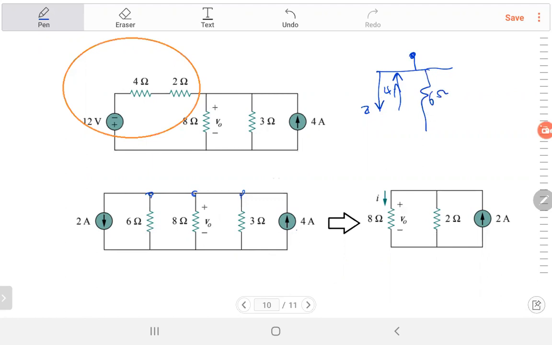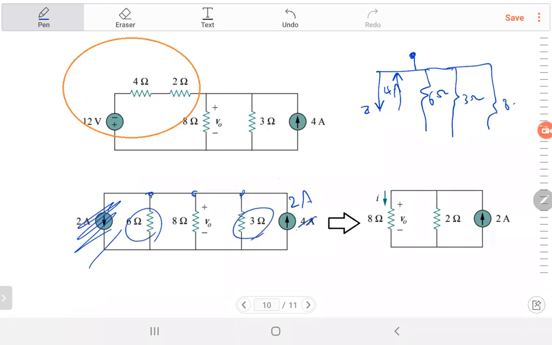And you got 3 ohm and 8 ohm, so all just hanging from one node. Now you simplify 2 amp downwards, 4 amp upwards, so you can cancel one of them, and you will say just this is 2 amp in, right? Now you have 3 ohm and 6 ohm in parallel. They call it same load.